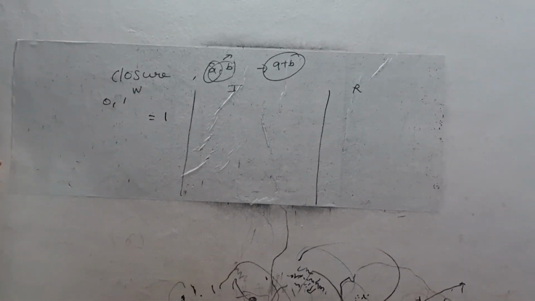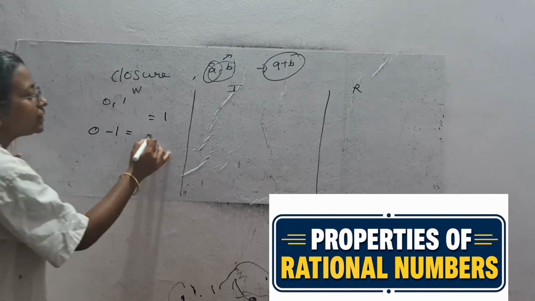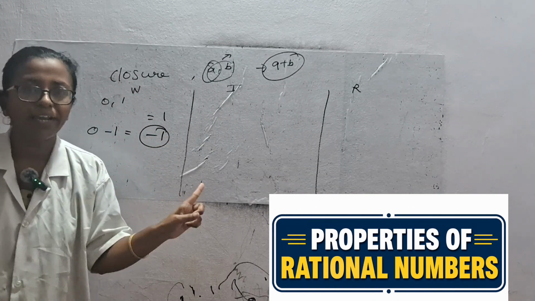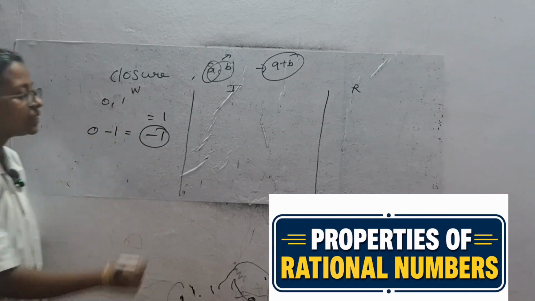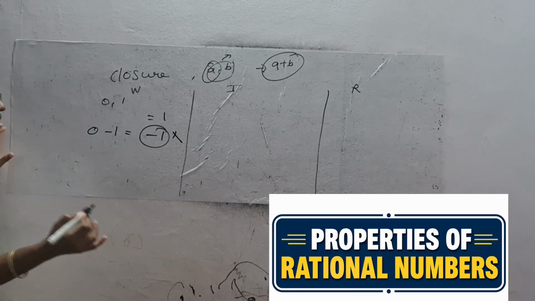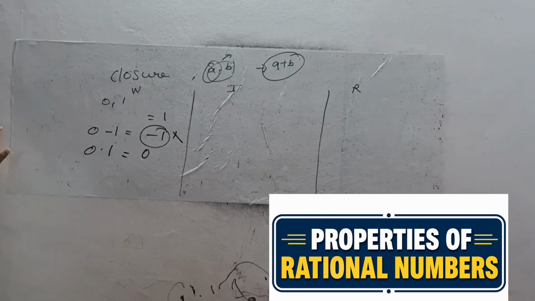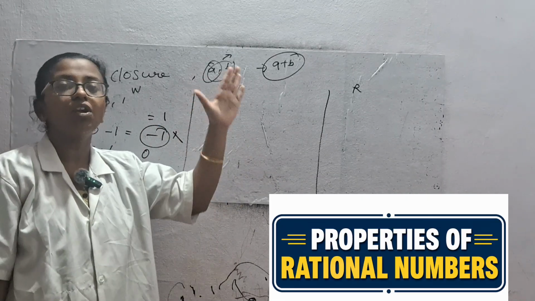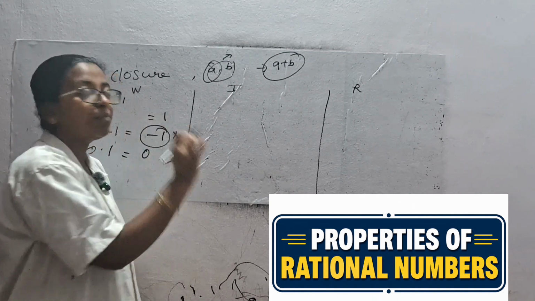Next, subtraction. For example, 0 minus 1. If I put 0 minus 1, the answer is minus 1. Is minus 1 a whole number? No. Whole numbers have no negative numbers. So in this case, we can say whole numbers do not satisfy the closure property for subtraction. Next, multiplication. 0 into 1 is equal to 0. Both are whole numbers, and 0 is a whole number. So we can say that multiplication satisfies the closure property.